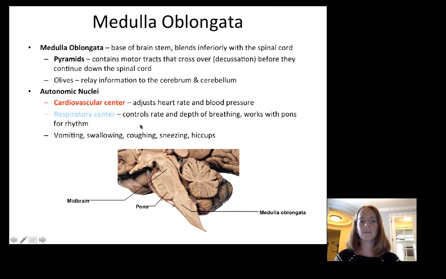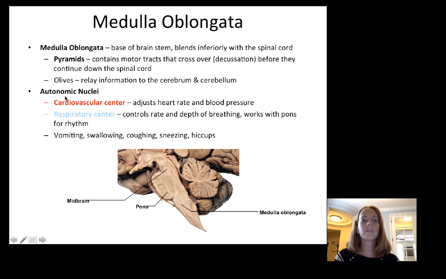Then the last bit is the medulla. Last but not least, the medulla is a very important region of the brain, which is the base of the brainstem. It contains large motor tracts, so large white matter tracts that will cross over before they continue down the spinal cord. Those initially came from the primary motor cortex. So there's information traveling through the medulla to control skeletal muscle. There are also the medullary olives, which will send information to the cerebrum and the cerebellum. So you'll see those in some of the pathways between the cerebrum and cerebellum.